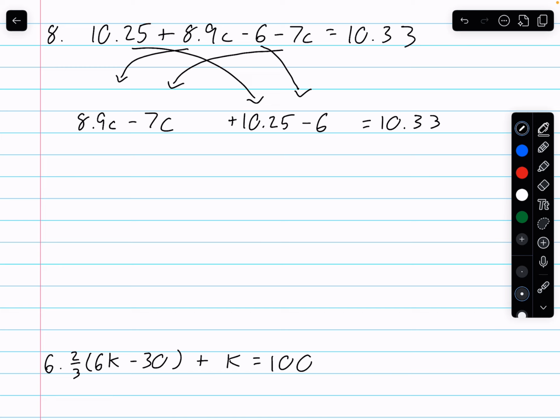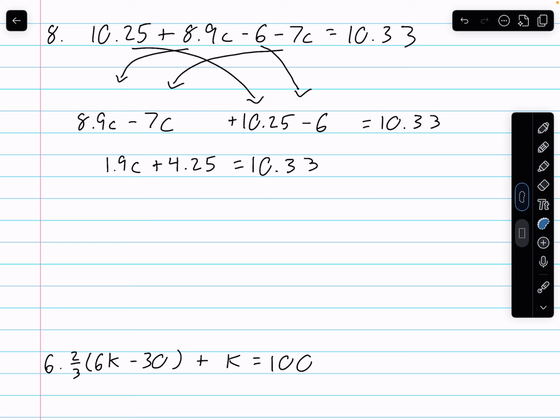Now we should know what to do here. You can use a calculator, and you're going to subtract these two numbers. 8.9 minus 7 is going to be 1.9C. We then need to do the same thing over here. I have positive 10.25 minus 6. If you need help, you can use your calculator. You should get 4.25, and it should be positive. Again, I have yet to use that equals 10.33 at the end, so I'm going to bring it down. To make my life easier, I'm going to smash it all together so it's all close to each other.